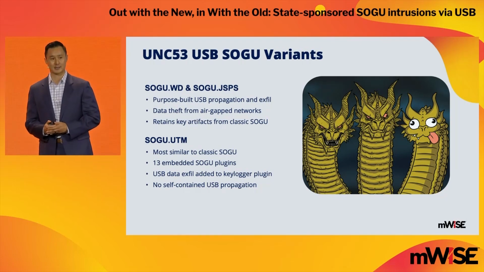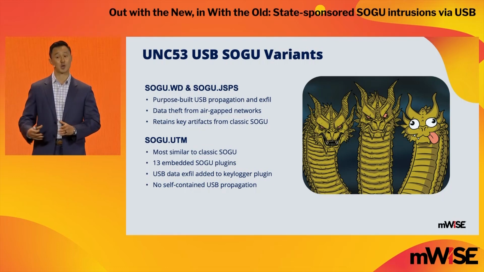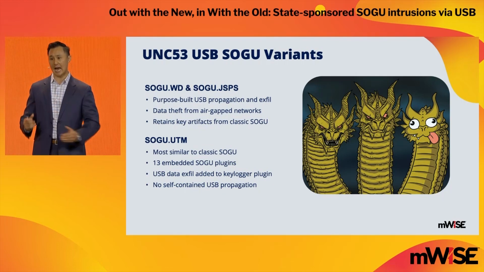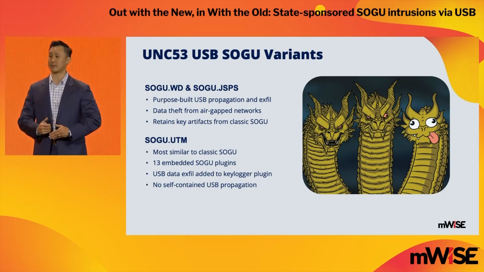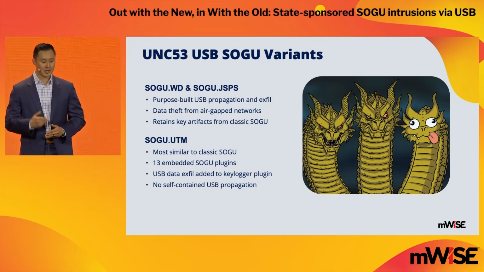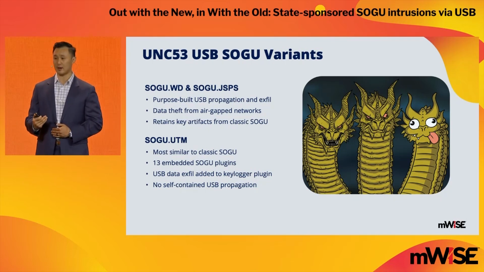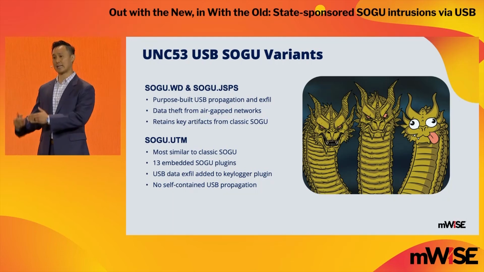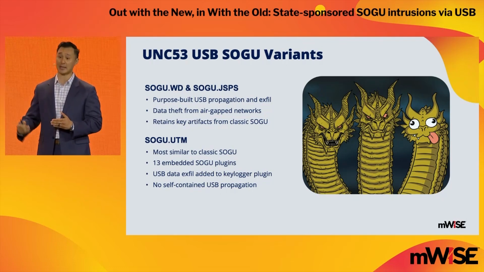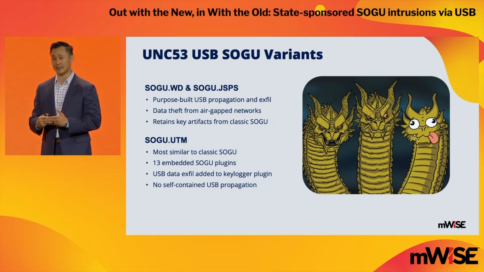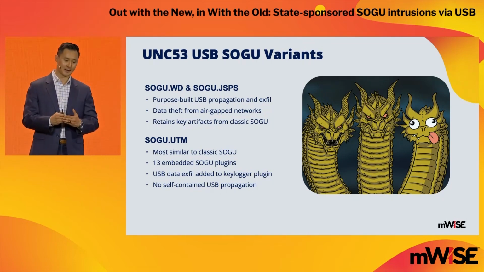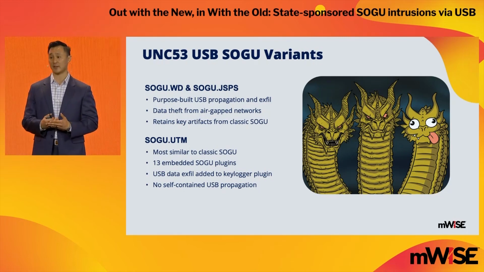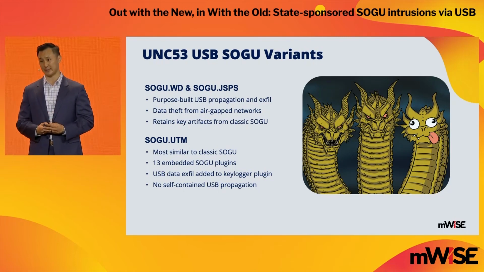And in these variants, the threat actors use classic core SOGU backdoor code and integrated that purpose-built USB functionality. SOGU UTM, the 3rd variant we saw, is most similar to classic SOGU. There's 13 embedded plugins, and within the keylogger plugin, the threat actors added that purpose-built USB data theft functionality into it. And this variant doesn't contain self-contained propagation over USB.